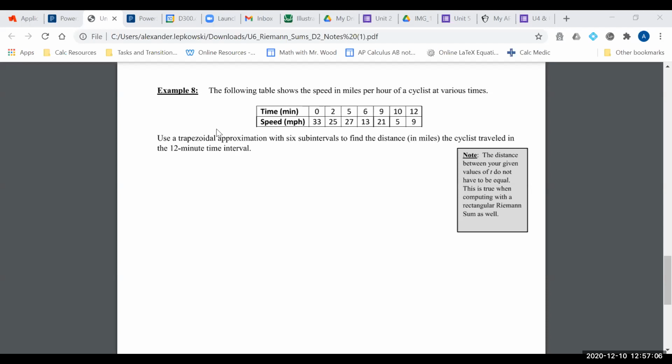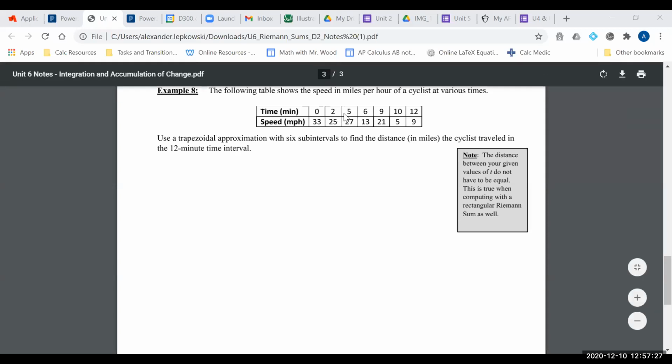Now there's a couple of ways of doing this one. I'm going to do it one way and tell you about the other way of doing it later. But regardless of those methods, here are 2 really important things I want you to think about. The first thing I want you to think about is your inputs, your axis values. What are they? 0, 2, 5, 6, 9, 10, and 12.